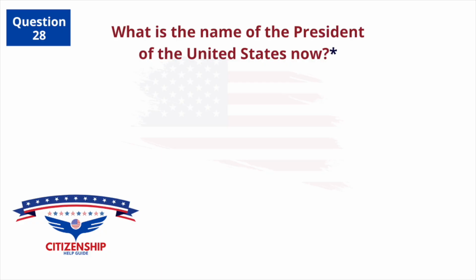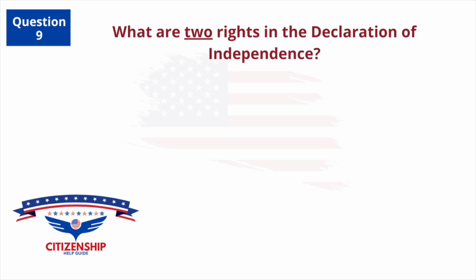What is the name of the President of the United States now? Donald Trump. What are two rights in the Declaration of Independence? Life, liberty.